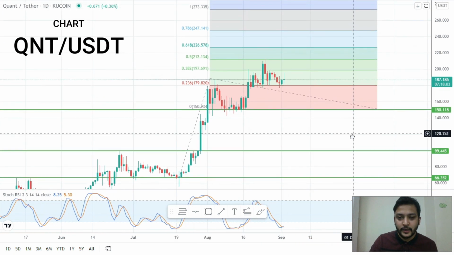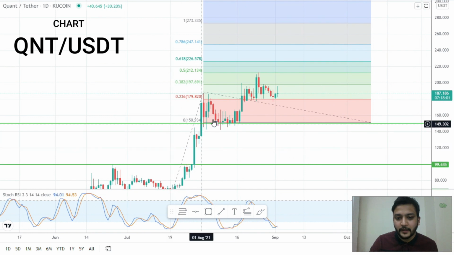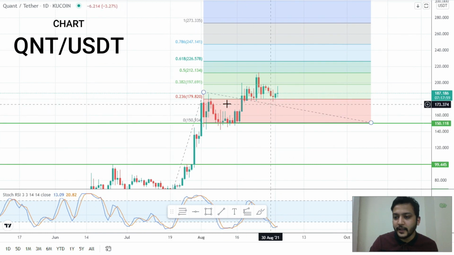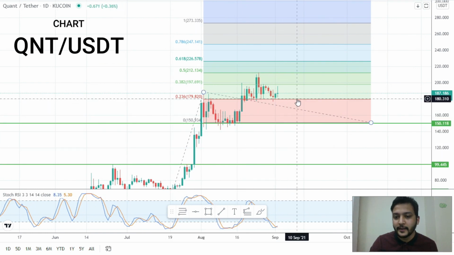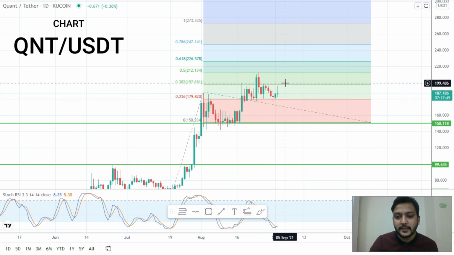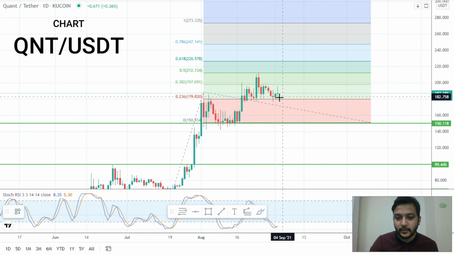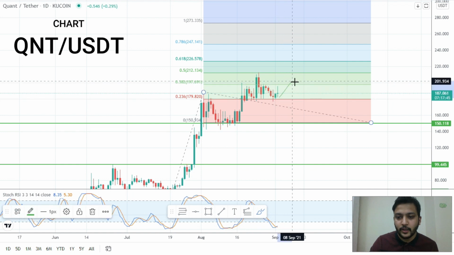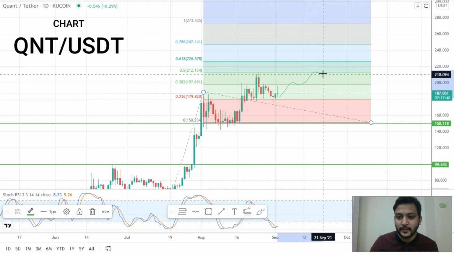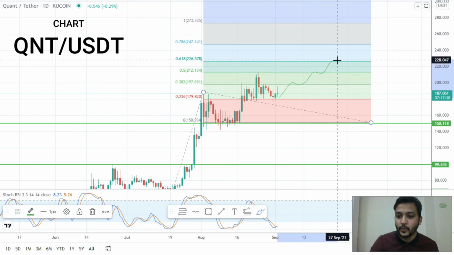Let's take a look. So as per the extended fibs, currently the $179 or $180 region is going to act as a good support as long as we are above this support. So this could be a good area to place your long orders at around $179, and we could start seeing a move upwards towards $197, a little bit of consolidation here, then 212, a little bit of consolidation here, and then towards 226.